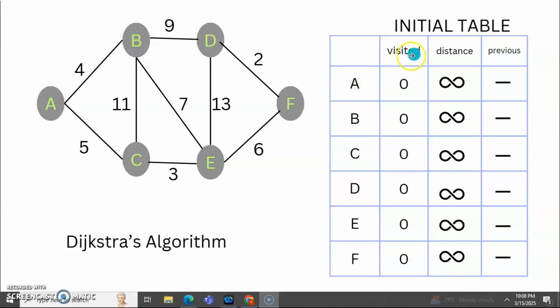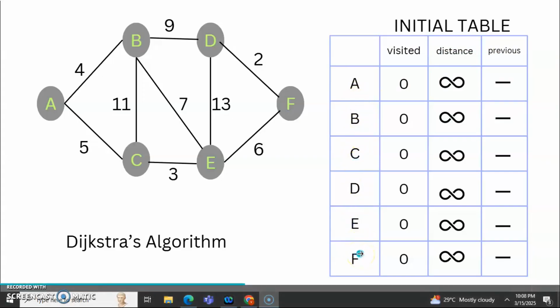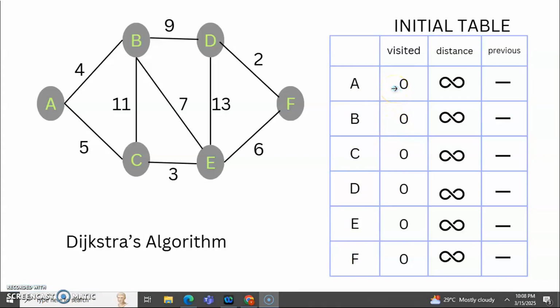So we have to create an initial table with three columns: visited, distance, and previous, and list out all the vertices A, B, C, D, E, F like this. Initially you mark the visited column as 0 for all the vertices and distance as infinity for all the vertices, and the previous column you keep as a hyphen.